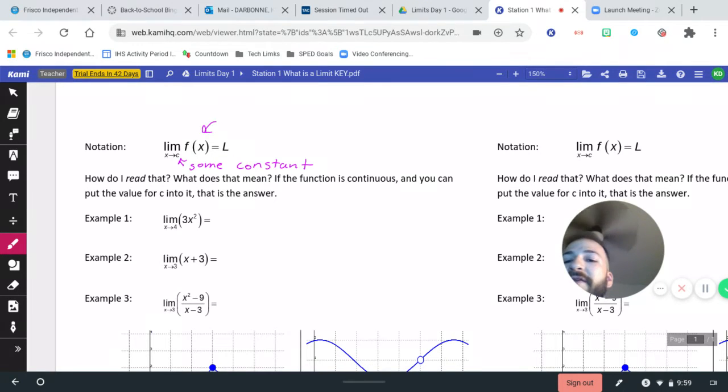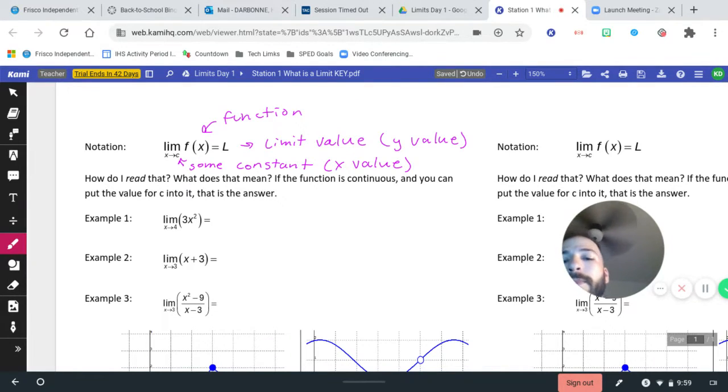Obviously, f of x is our function. And just to add that, c is some constant as the x value. And then L is, of course, our limit value, which is always going to be a y value. Okay, so the limit as x approaches c of f of x is equal to the limit L.